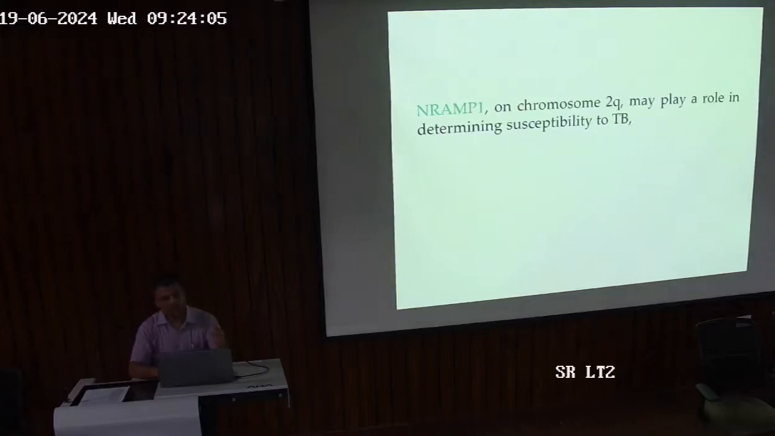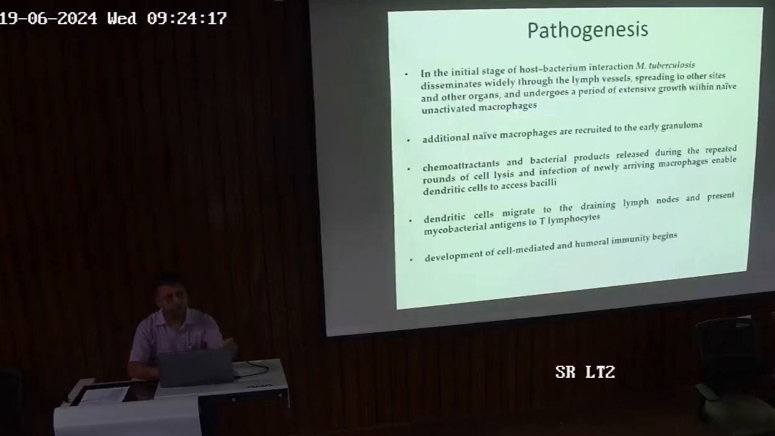Again, recent research has shown that NRAMP1 on chromosome 2q also plays a role in the susceptibility to tuberculosis in a specific person. So in the initial stage, host bacterium interaction, Mycobacterium tuberculosis disseminates after rupture of the phagosome and undergoes a period of extensive growth within naive unactivated macrophages. Wherever this bacteria will go, it will infect the phagosome and there it will proliferate.